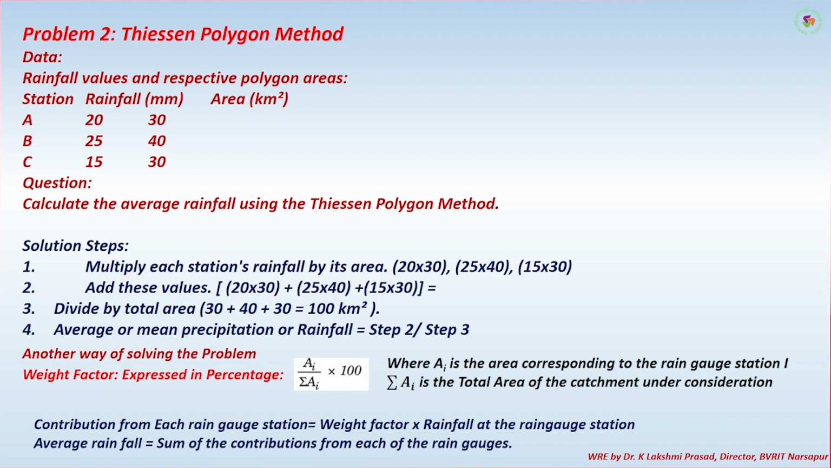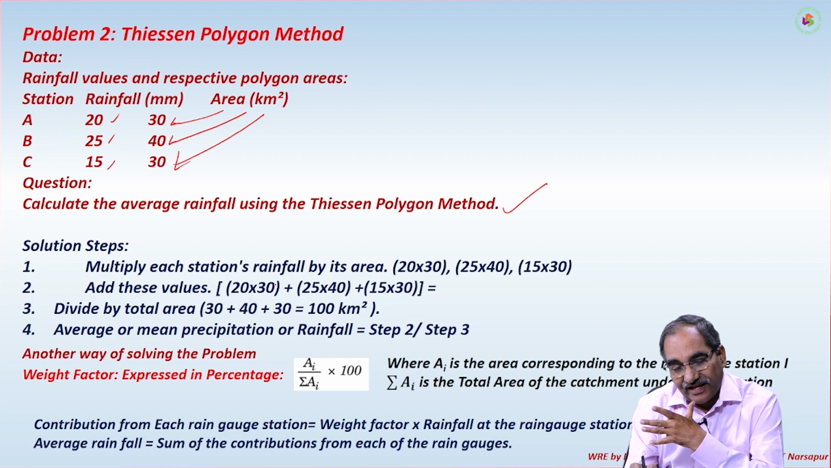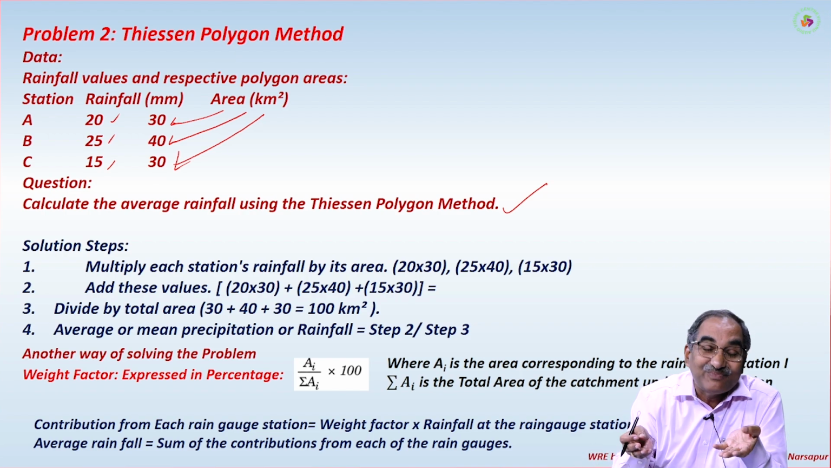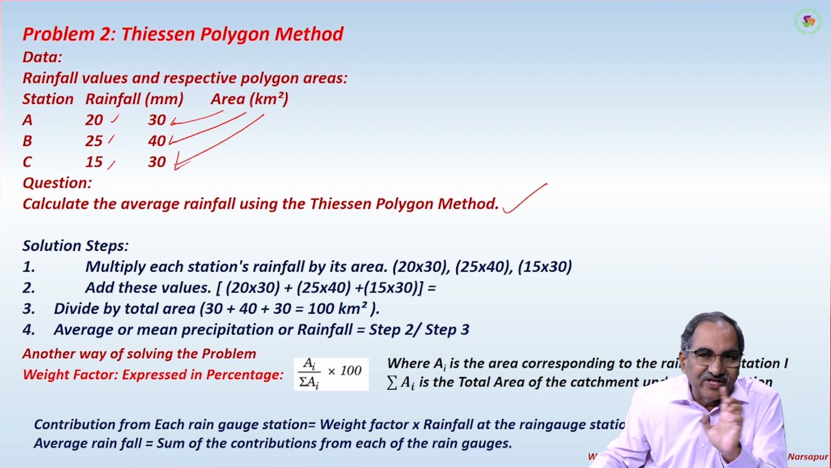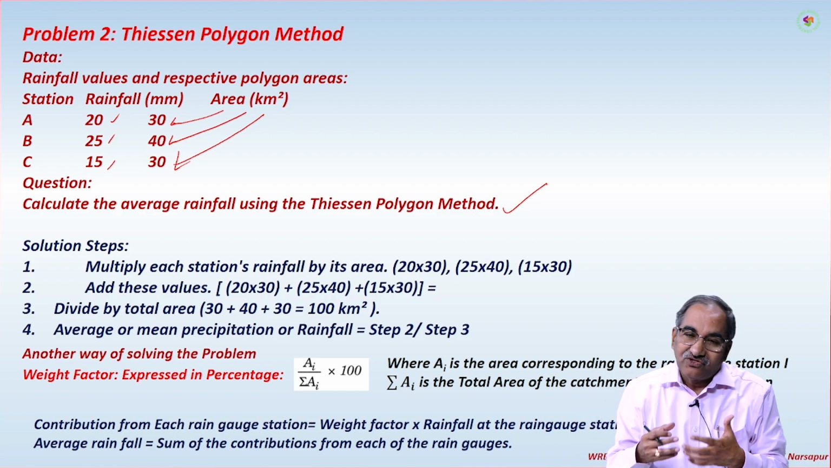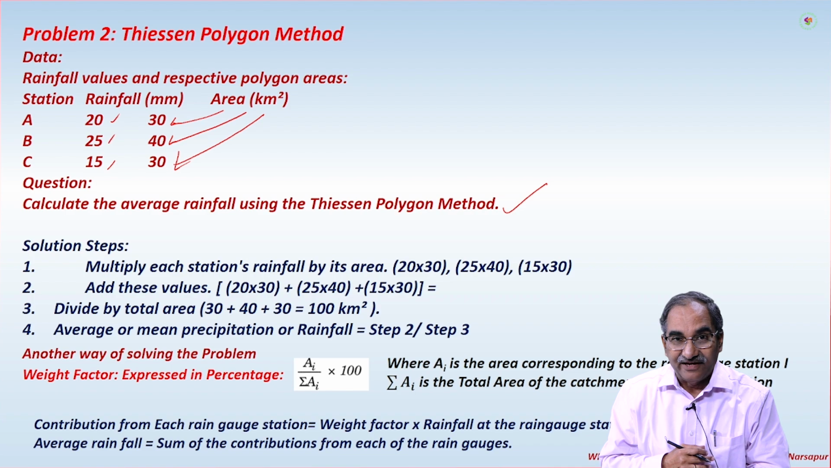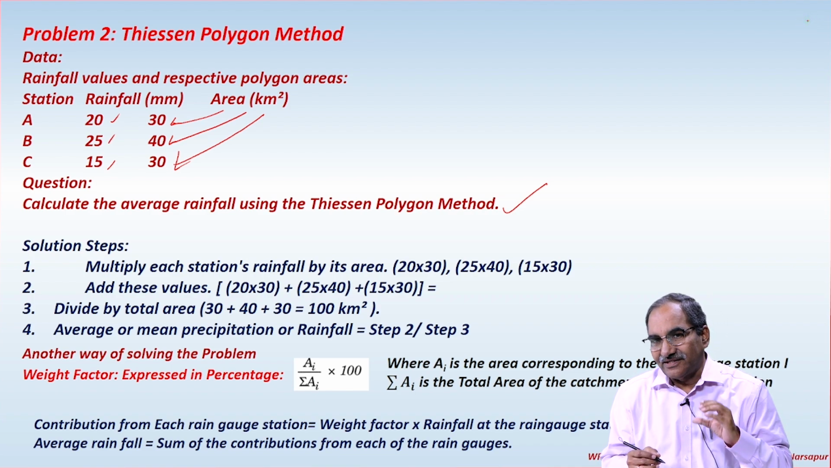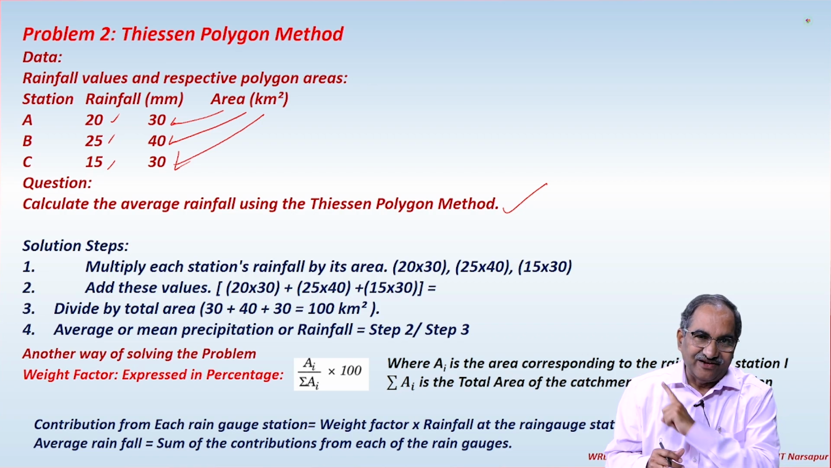Here they have given the rainfall values and respective polygon areas. Three stations, A, B, C, with rainfall values and areas in square kilometers. Calculate the average rainfall using the Thiessen polygon method. First, multiply each station's rainfall with its area, because the area is given. Normally they won't give the area, only the shape. Or if you go practically into the field, the catchment is so irregular that we need to calculate the areas using a planimeter. So remember that the only part where attention is required in this method is the calculation of the areas.